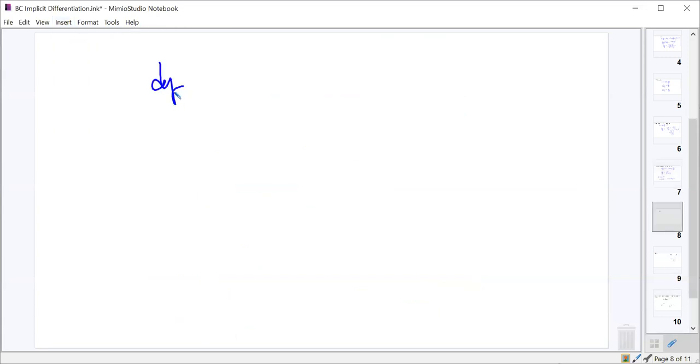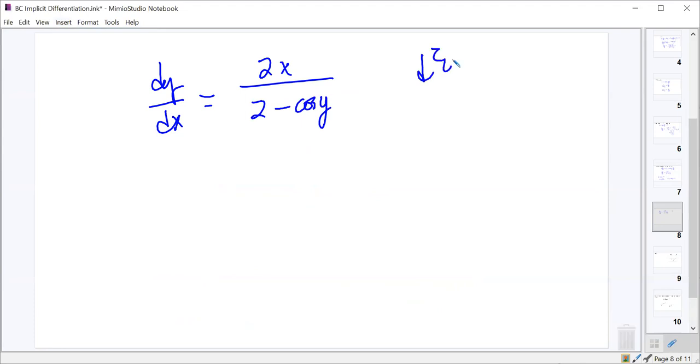So suppose I had dy dx equals, what do we just have? 2x over 2 minus cosine y. And I asked you, what's the second derivative? How are we going to go about that? Yeah, so we're going to take the derivative of this with respect to x to start with, using the quotient rule. Good.